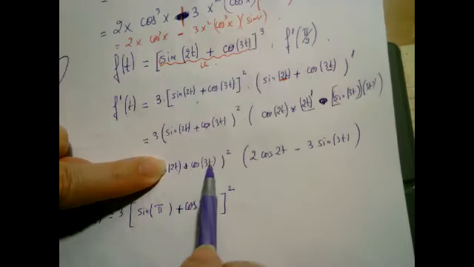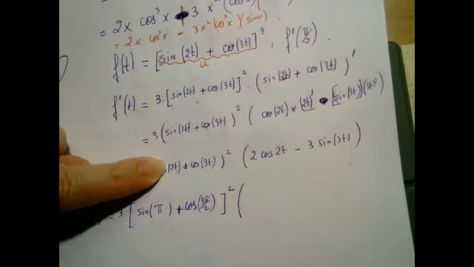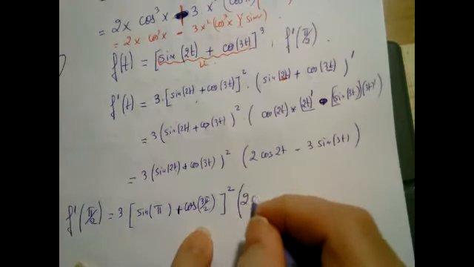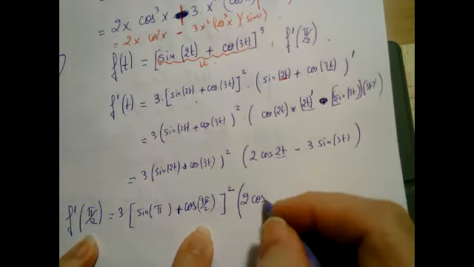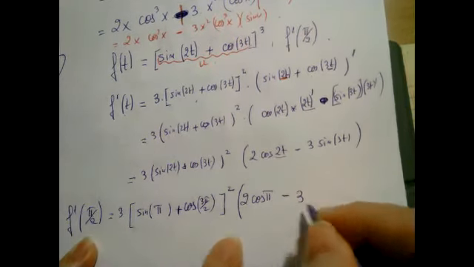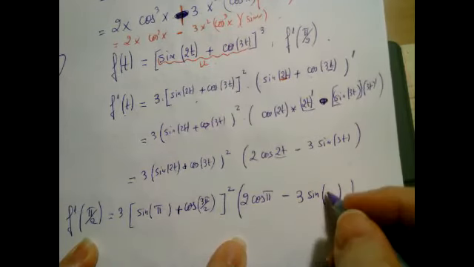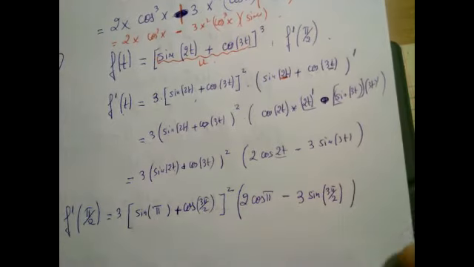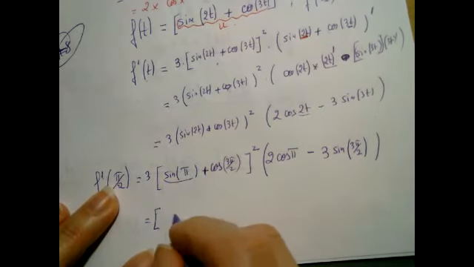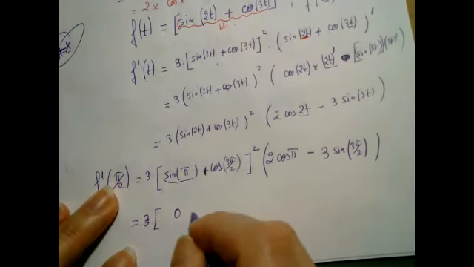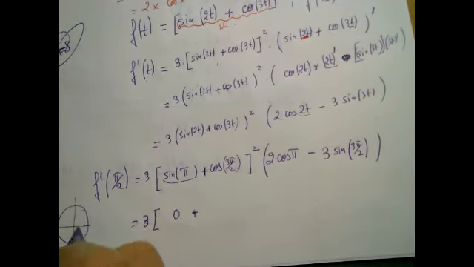cosine of 3 times pi over 2, means 3 pi over 2. Times 2 cosine t is pi over 2. 2 times t means 2 times pi over 2, that's a pi, minus 3 sine 3t, 3 pi over 2. And now we compute. Those are easy values. Sine pi is 0 plus cosine 3 pi over 2. Remember your unit circle. 3 pi over 2 is right there.